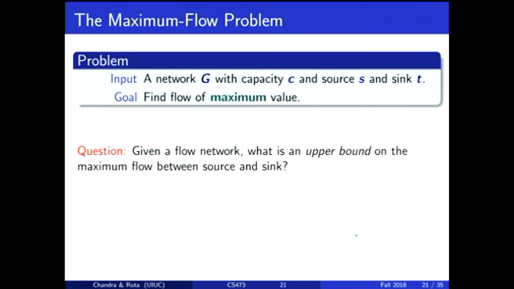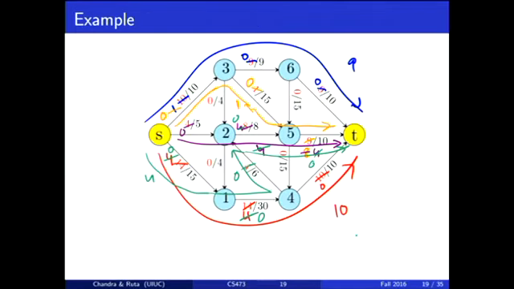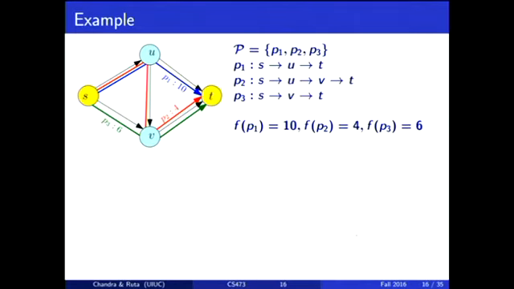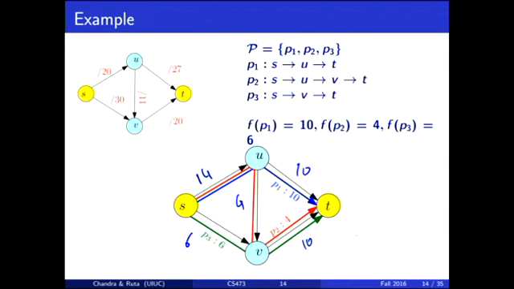If I give you this graph, say for example this graph, and ask how much flow can I send from S to T, give me an upper bound. You say, say 30? Why 30?